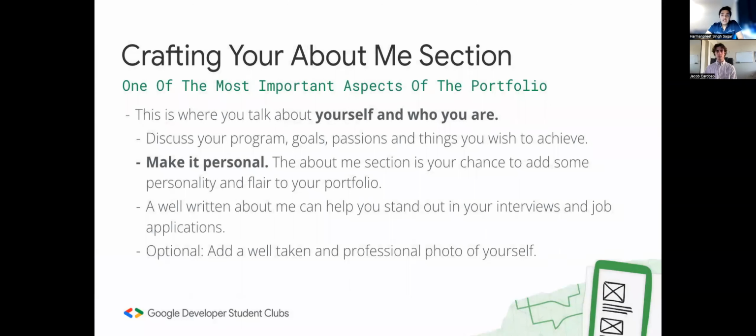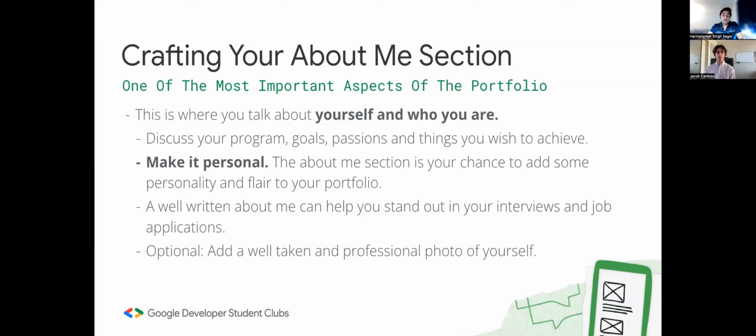So after you have planned out what you're really trying to display with your portfolio, you should begin drafting up an About Me section to have near the top or front of your site. The importance of this section cannot be understated. This is where you talk about yourself and who you are. Share the program you're in, your goals, passions, and things you wish to achieve. The About Me section is your chance to add some personality and flair to your portfolio, so make it personal.